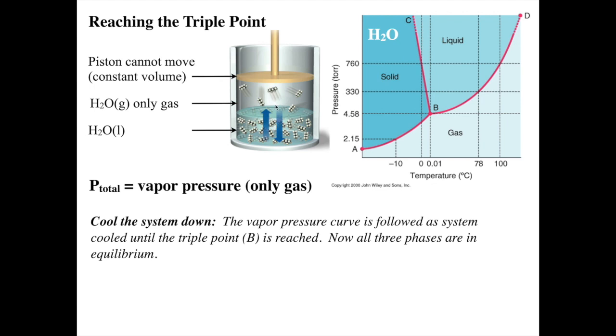The water and the vapor will be in equilibrium. The water and the newly formed ice will be in equilibrium, and the ice, the solid, and the vapor above it will be in equilibrium as well. So you reach that triple point by following this line, by having the only gas be the vapor of that substance.